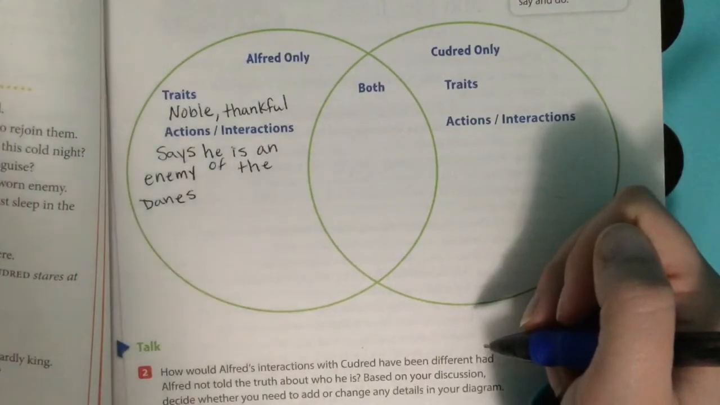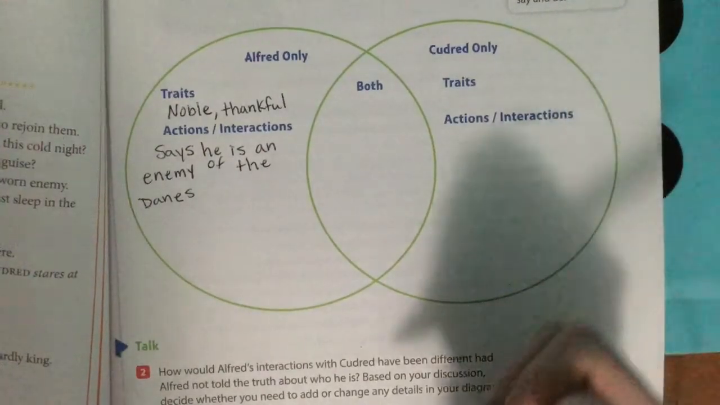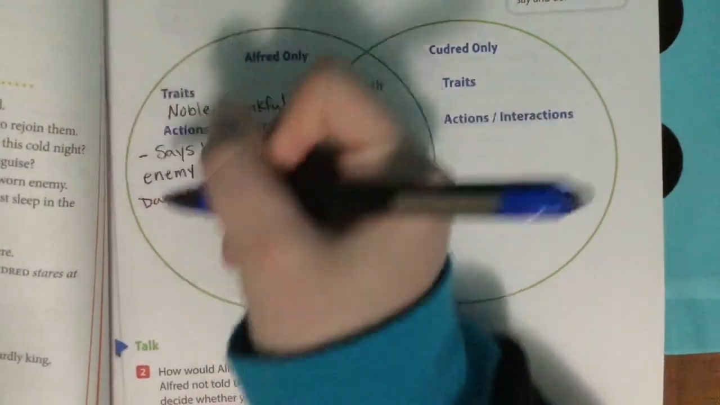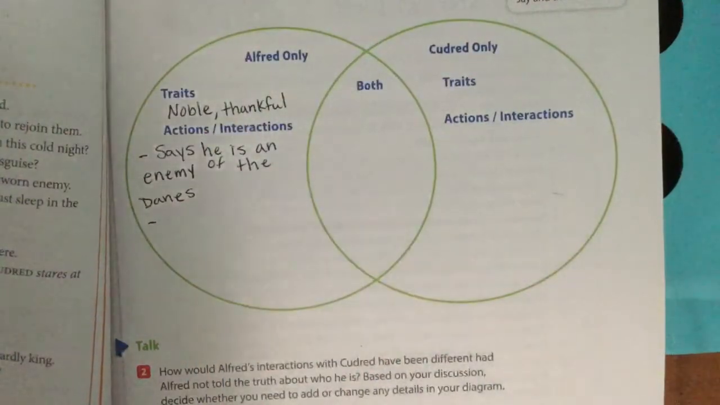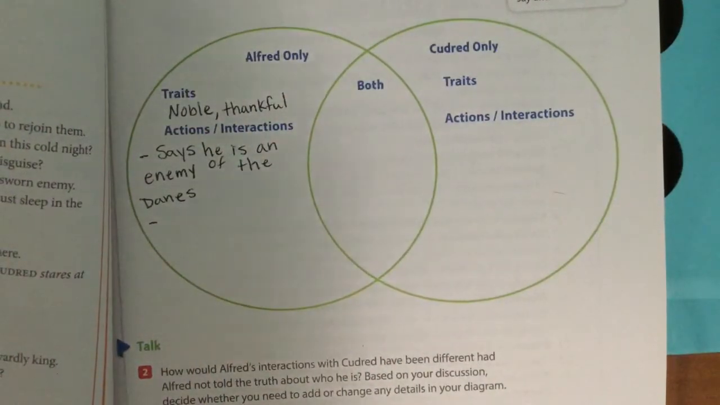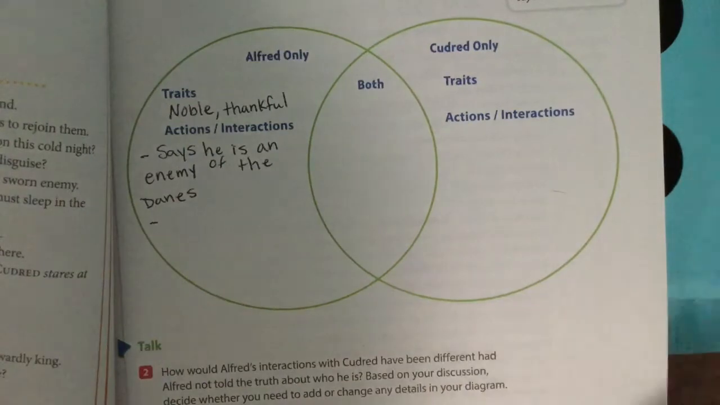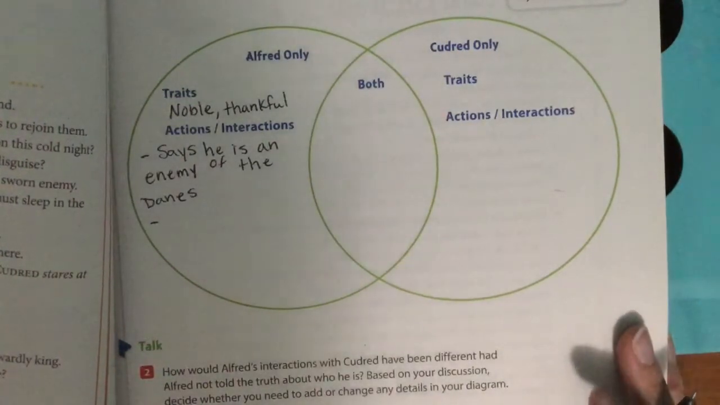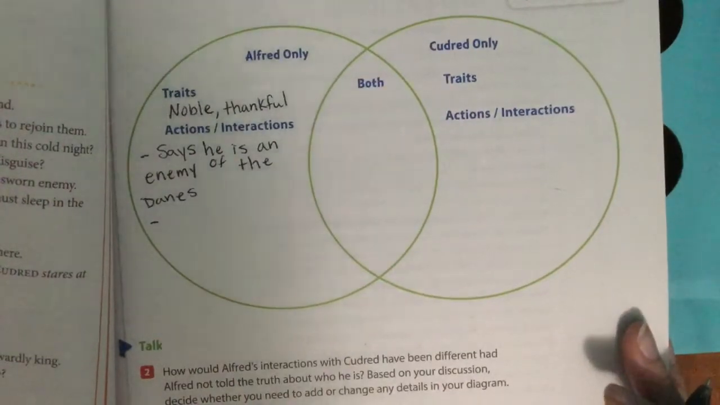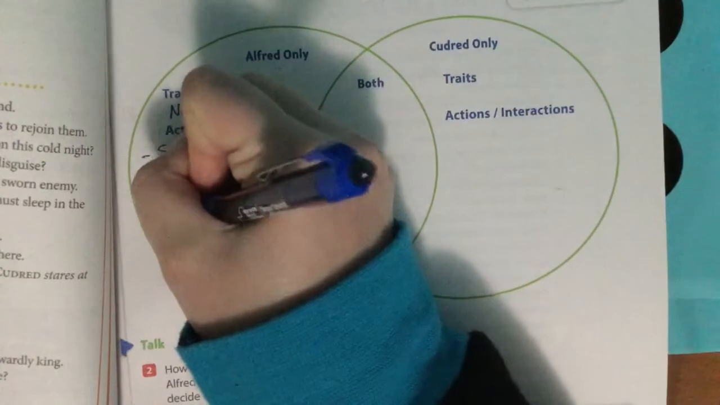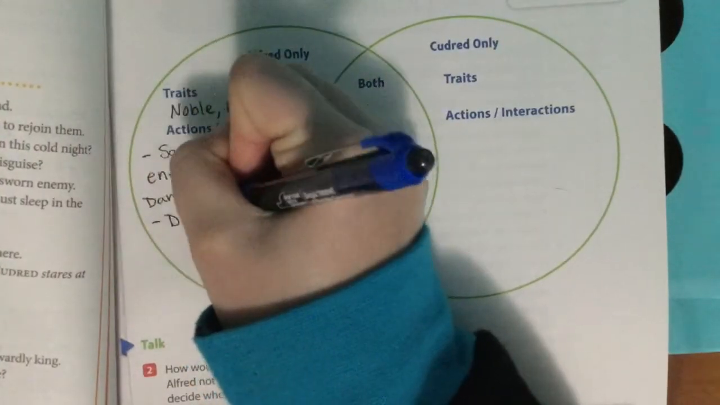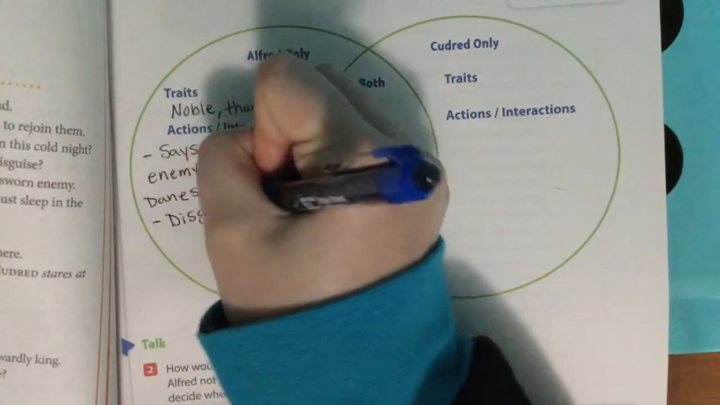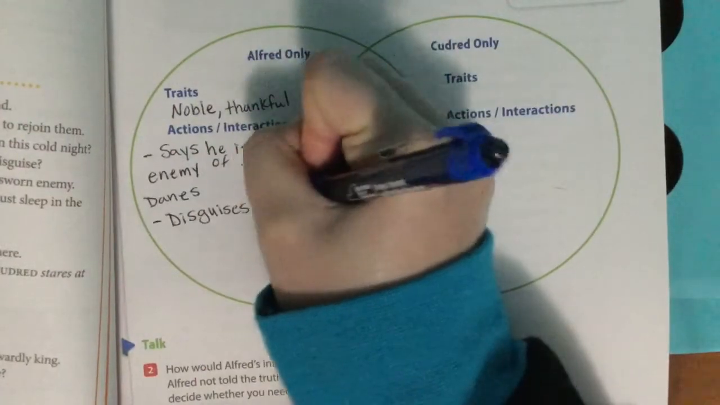What do we know about his interactions and what else he kind of does here? Do they recognize him as the king? No, because if they had recognized him as the king, Cudred's wife there would not have called him a hungry beggar. Okay, so we know that he is wearing a disguise. So he disguises himself.